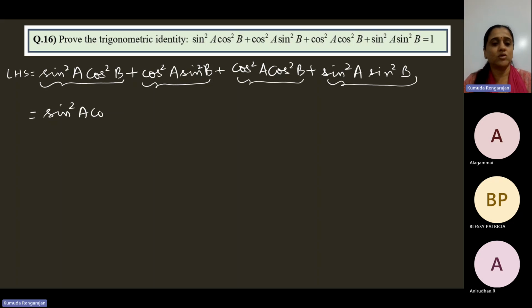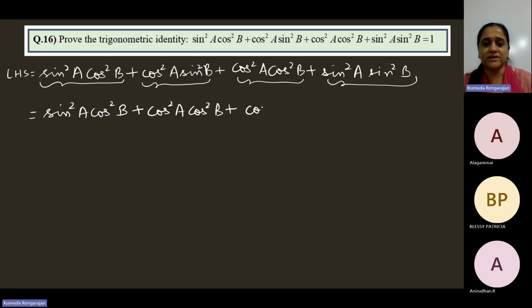So which term do you want to write? There are 4 terms. This is the first term. The second term can't be written. So third or fourth, which one do we write now? Anything you can write. There should be something common. Fourth can be written. Third one can be written. Okay. Which one do you want me to write? Third one. Okay. So cos square a, cos square b.